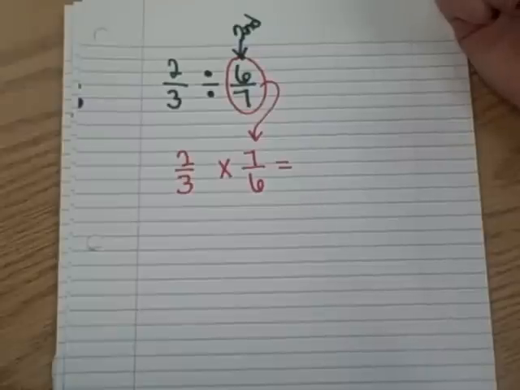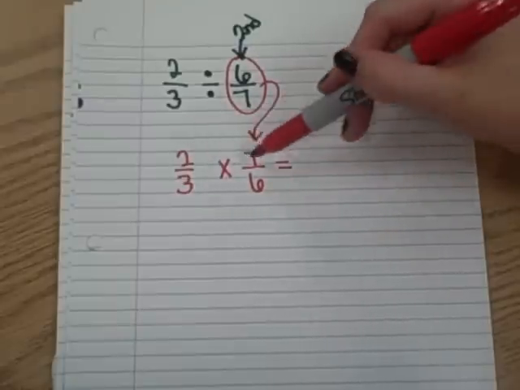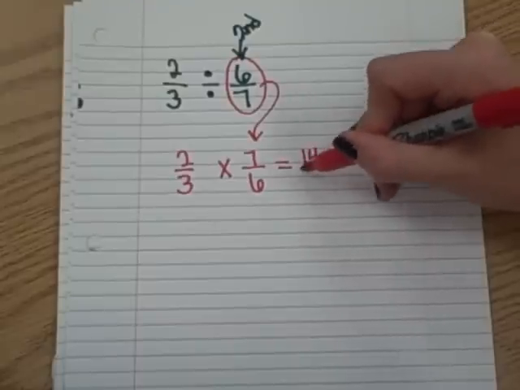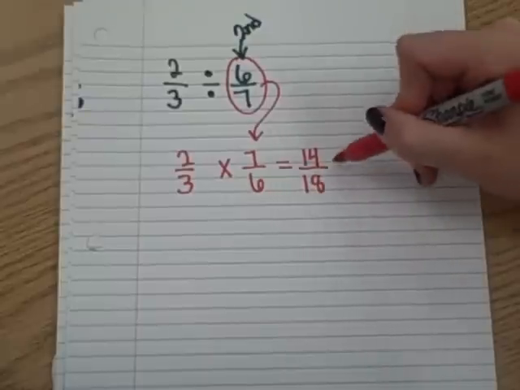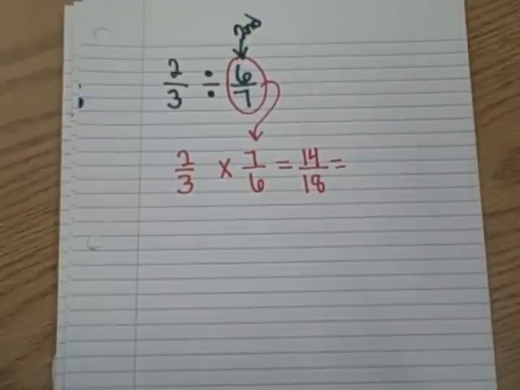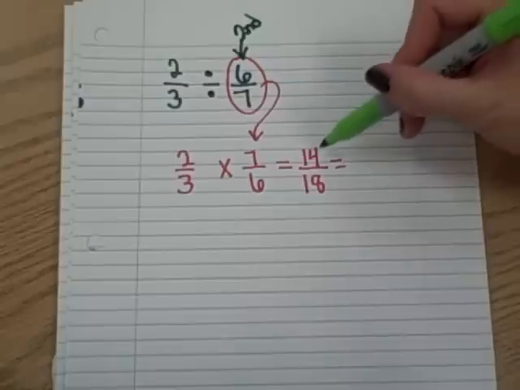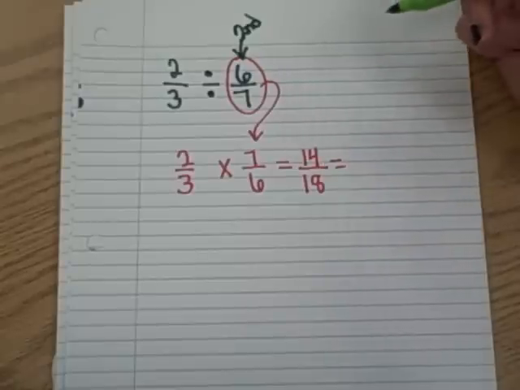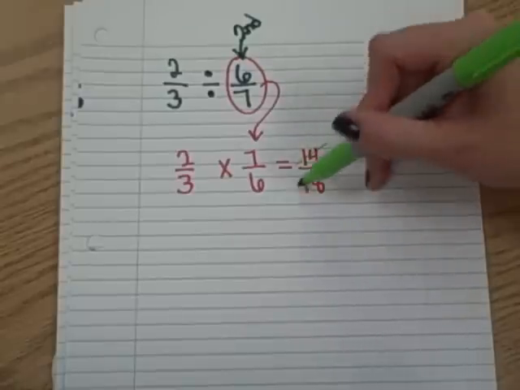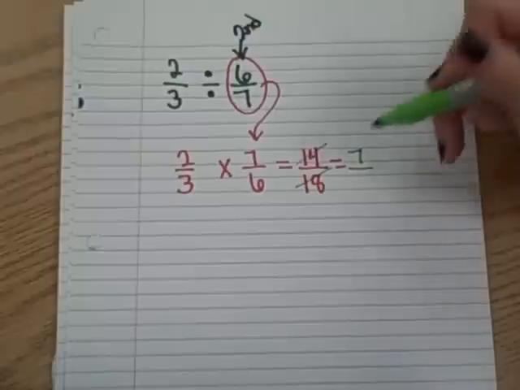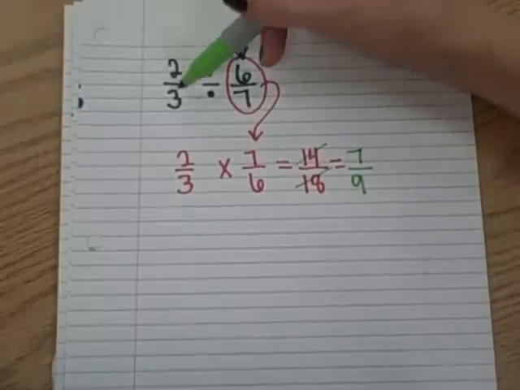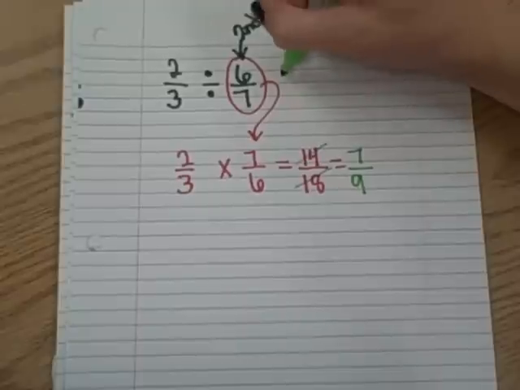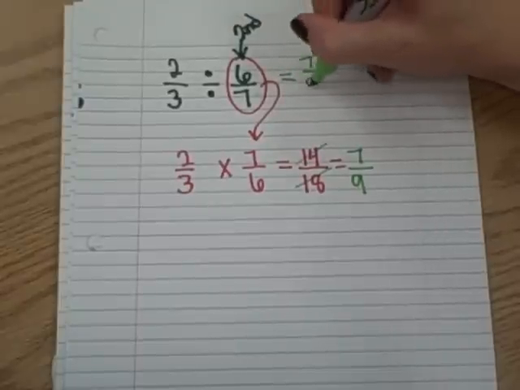Using our multiplication rules now, you go straight across. 2 times 7 is 14. 3 times 6 is 18. That can be reduced because I know there's a number that can divide into the top and the bottom. They're even numbers, so I'm just going to chop them in half. 7/9. That would be the answer. So 2/3 divided by 6/7 equals 7/9.